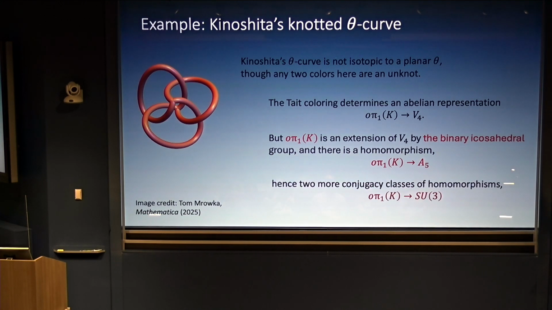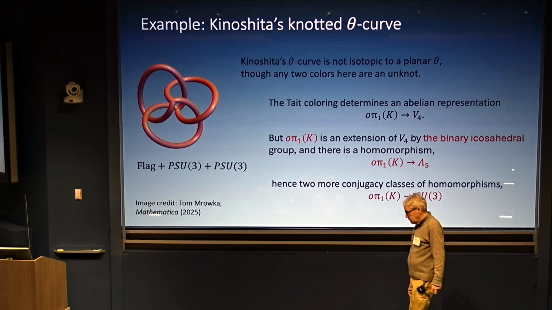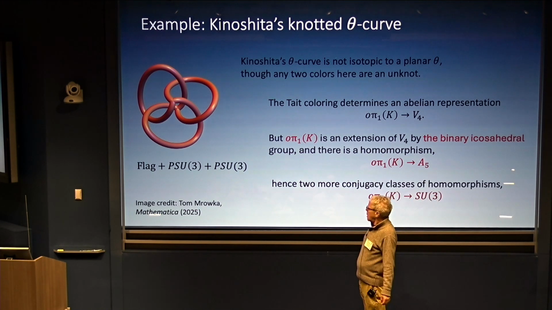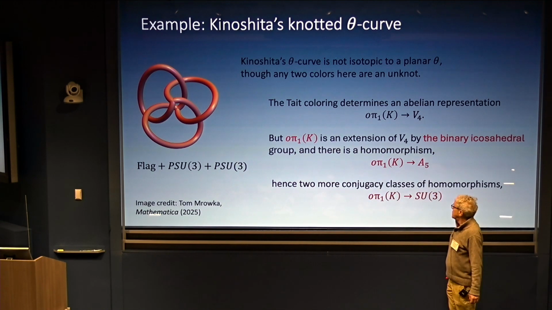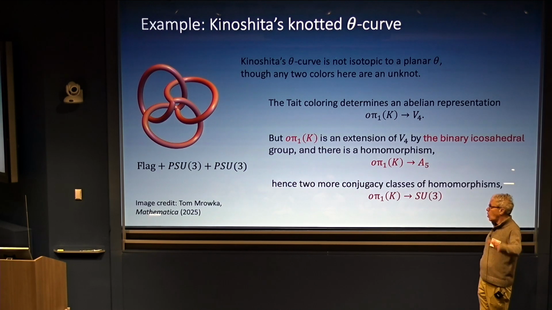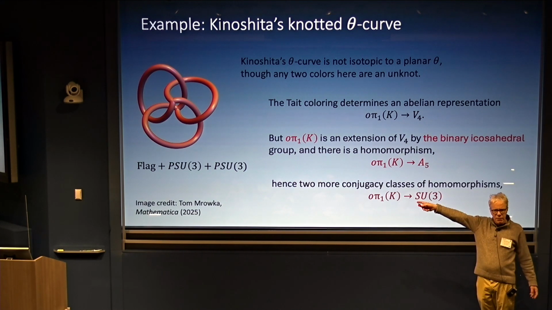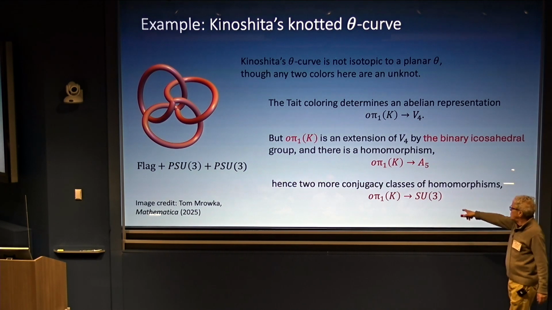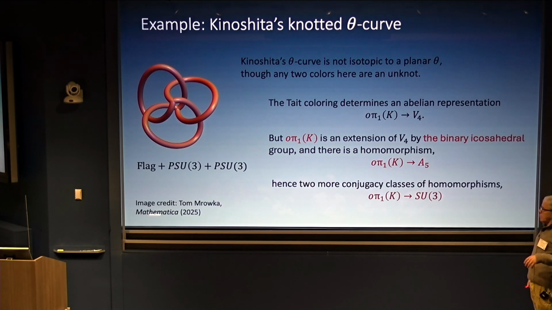If I look at all the homomorphisms together, that's the representation variety I'm interested in. The abelian representations into the Klein 4 group, one conjugacy class, but they form this flag manifold. The two irreducible ones, two different conjugacy classes there, they form two copies of PSU3 in the framed representation variety. So that's three components there.